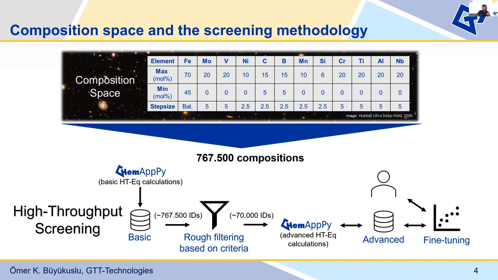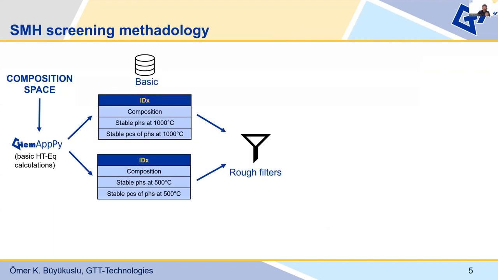Combining the resulting data set with feedback from project partners, we identify and report the most promising compositions at the final stage. At this step, the screening results undergo fine-tuning, which is performed interactively with the user as well as our results database. To understand the behavior of compositions at high and low temperature, two sets of equilibrium calculations were performed at 500 and 1000 degrees Celsius.